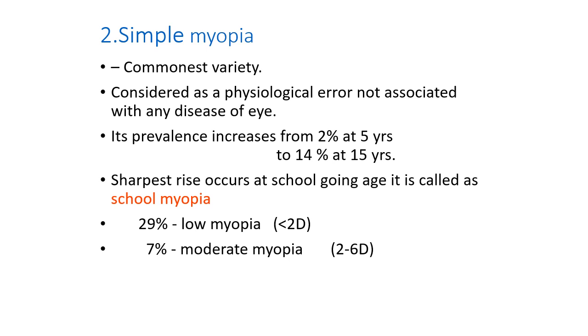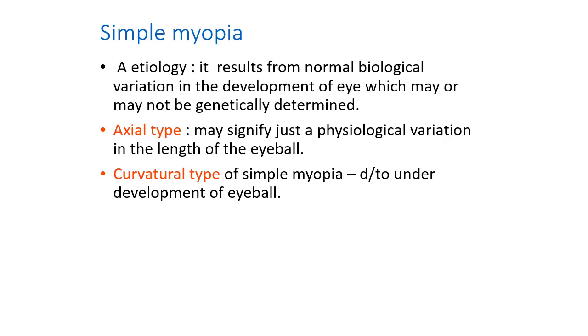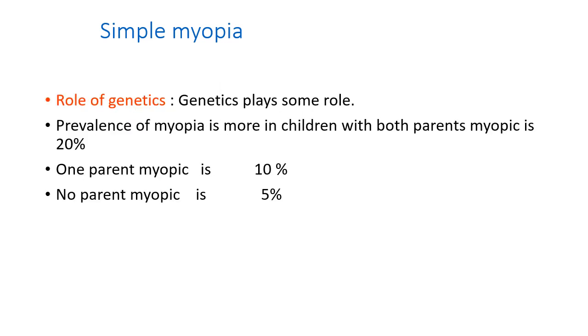And so the Government of India has planned a school eye health program for school-going children. So we are screening the children at the schools after the age of 5 years. 29% have low myopia, that is less than 2 diopters, and 7% moderate myopia, that is 2 to 6 diopters. That is simple myopia. Simple myopia results from normal biological variation in the development of the eye. Axial type may signify just a physiological variation. Curvature type of simple myopia is due to underdevelopment of the eyeball or more curvature of the cornea.